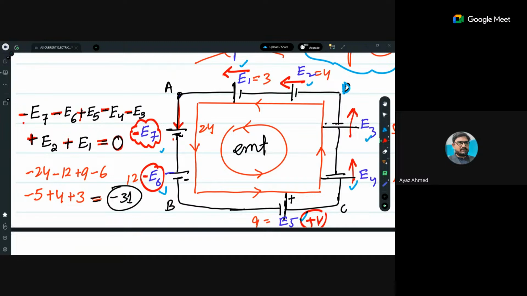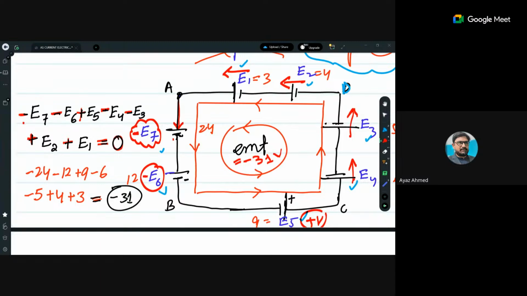Is this clear? Let's say we have some values for that, for example, E7 is 24, then 12, 9, 6, 5, 4, and 3. Let's say these are arbitrary values. So this entire combination of the batteries is giving me how much EMF? Minus 31 volt. What does it mean by minus 31 volt?